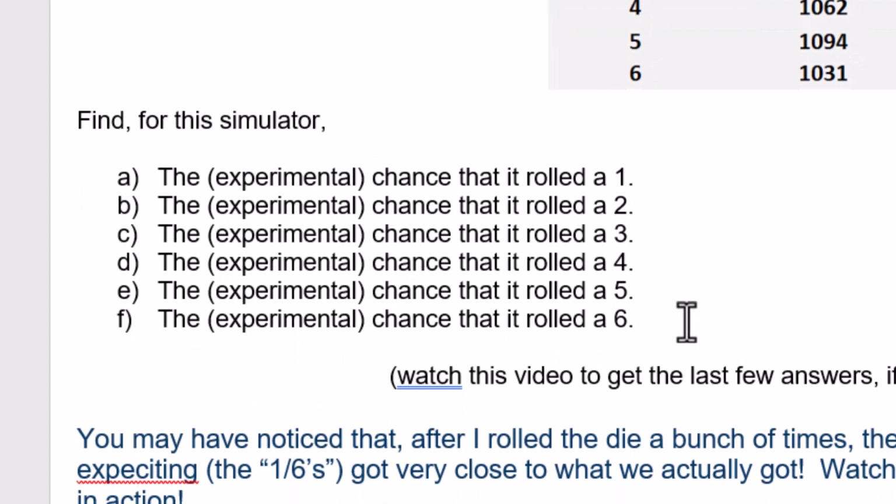All right, now I mentioned the simulator, and I'm going to throw in a video explaining the simulator and showing what actually happens when I run it and how it compares to the theoreticals.